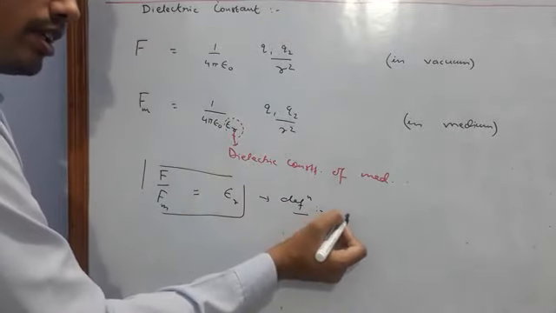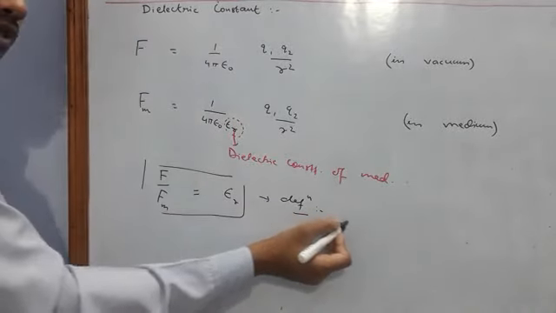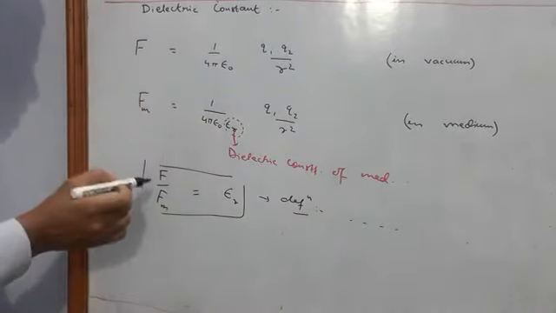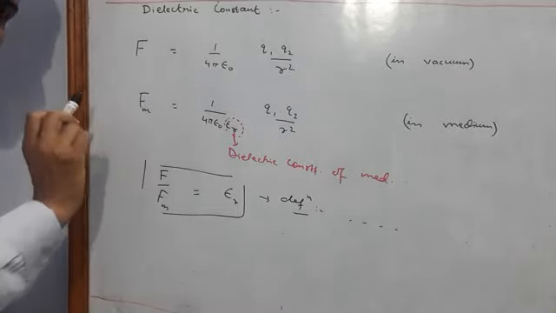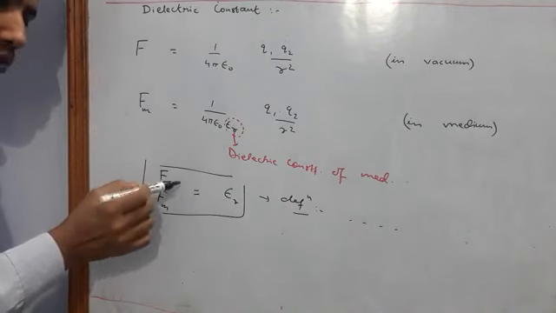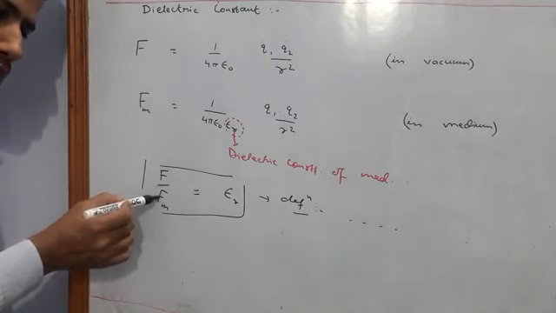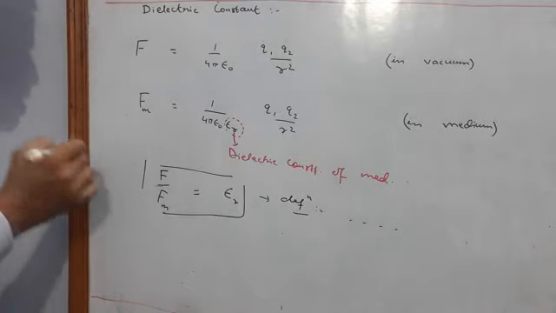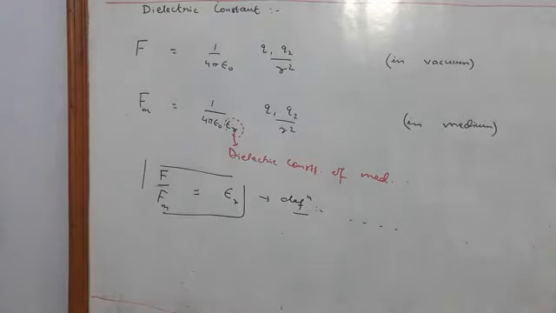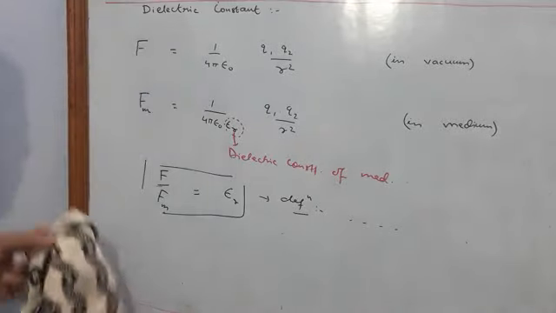How do we define it? The dielectric constant of a medium is defined as the ratio of force between a pair of charges in vacuum to force between the same pair of charges separated by the same distance in that medium. The value of epsilon r for some dielectrics you can find in the textbook.